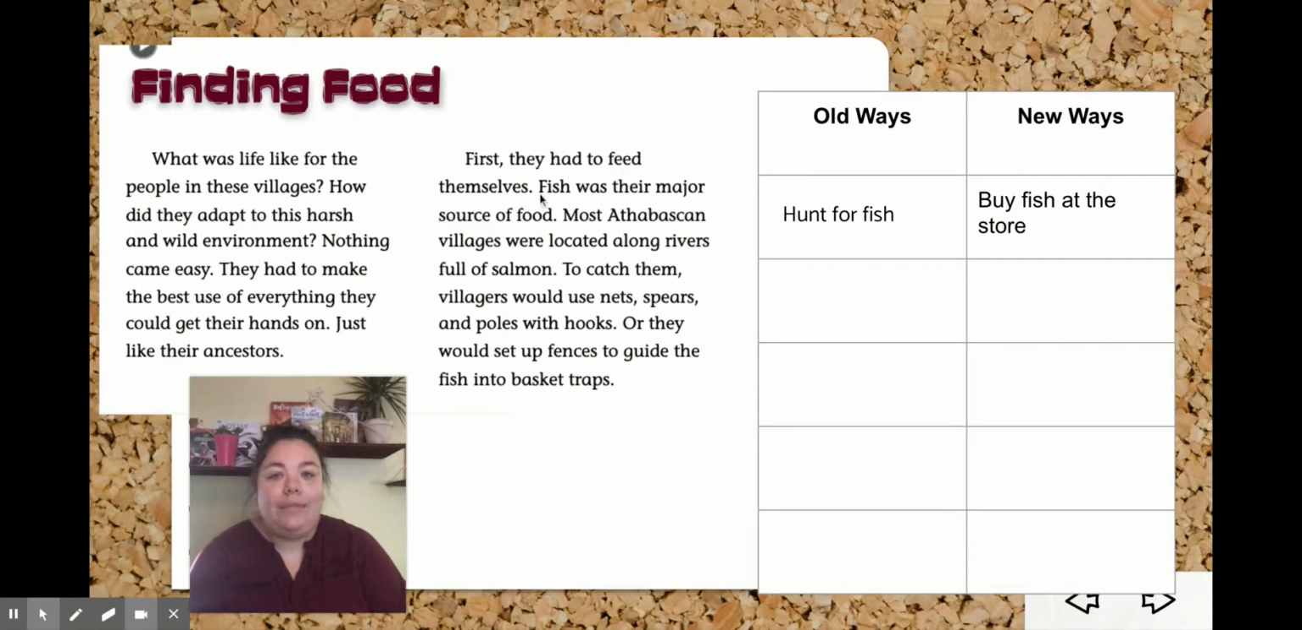First, they had to feed themselves. Fish was their major source of food. And then it says, to catch them, villagers would use nets, spears, and poles with hooks. So instead of buying fish at the store, they used nets, spears, poles, and hooks to get them.